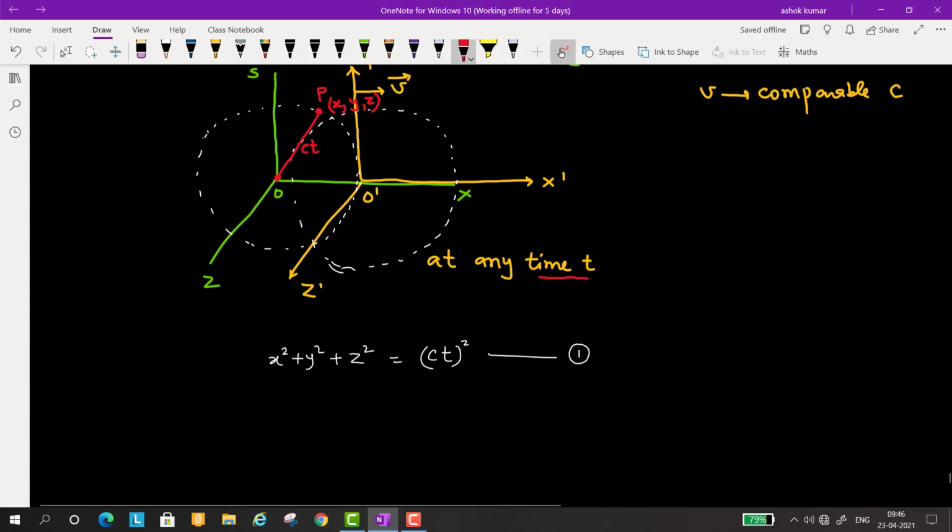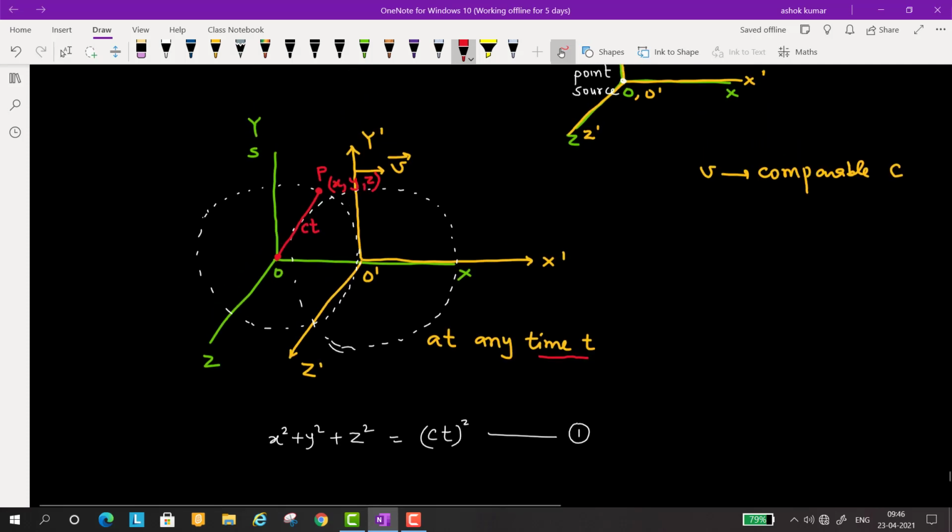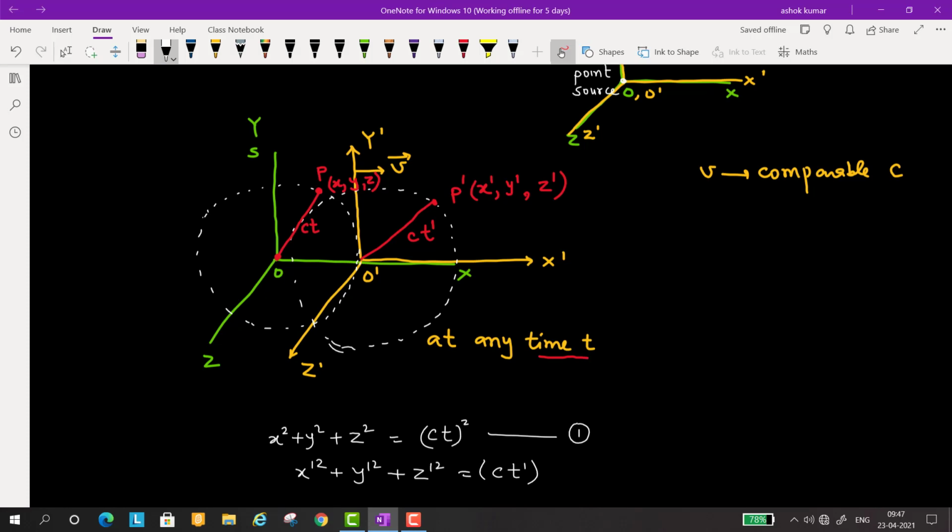Second scenario, when we see the same situation from frame of reference S dash, this P point will be visualized somewhere here. Now we say this is not the P point, this is a P dash point. When we see from frame of reference S dash, its coordinates will be x dash, y dash and z dash, and this distance will be ct dash, on the same lines. So dashed coordinates are in the S dash frame, and coordinates without dash are in the S frame. The same equation, when we write it in the S dash frame, will be x dash squared plus y dash squared plus z dash squared equals (ct dash) squared. So these are the two equations.